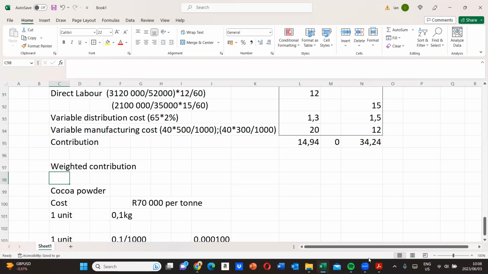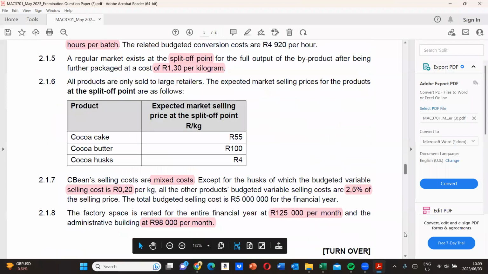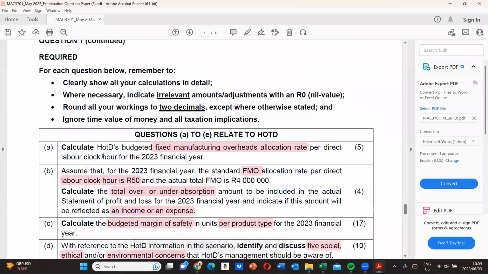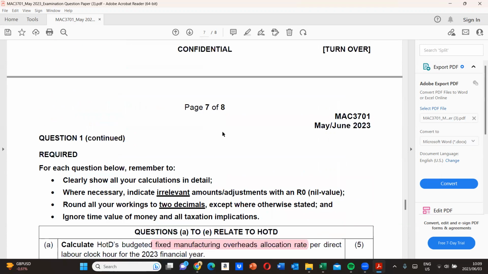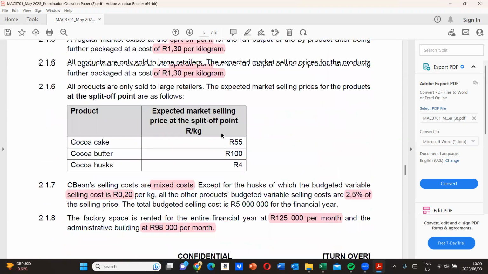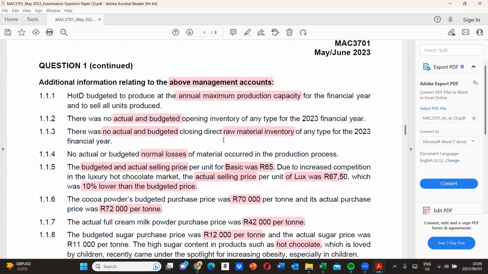I know most of you guys are tired. I'm just going to do the theory part of things, and then I'll proceed with our paper another day. So what is the theory part? It says, with reference to the hot drink information in this scenario, identify and discuss 5 social, ethical, and environmental concerns that the company's management should be aware of. Social and ethical concerns that the company should be aware of. What did you guys have? Did anyone come up with something?